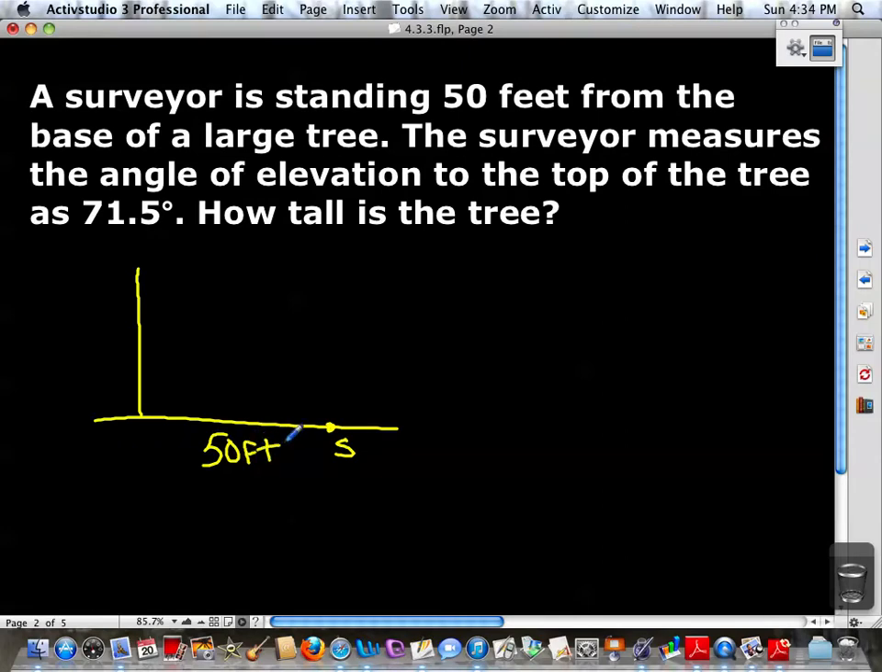The surveyor measures the angle of elevation to the top of the tree as 71.5 degrees. So angle of elevation means I have to be looking up. So here's my angle of 71.5 degrees. How tall is the tree? So we're looking for this height.